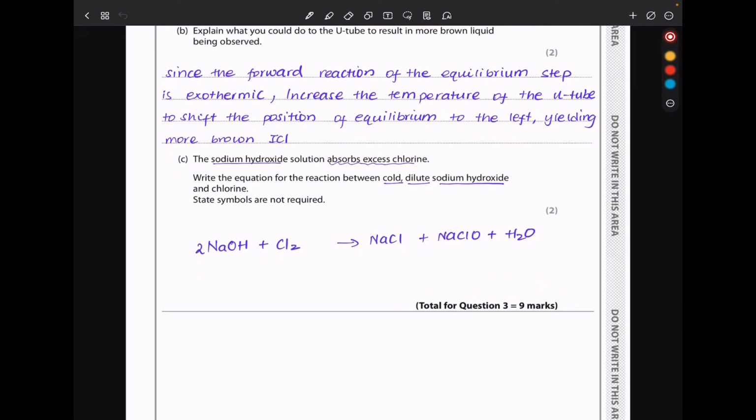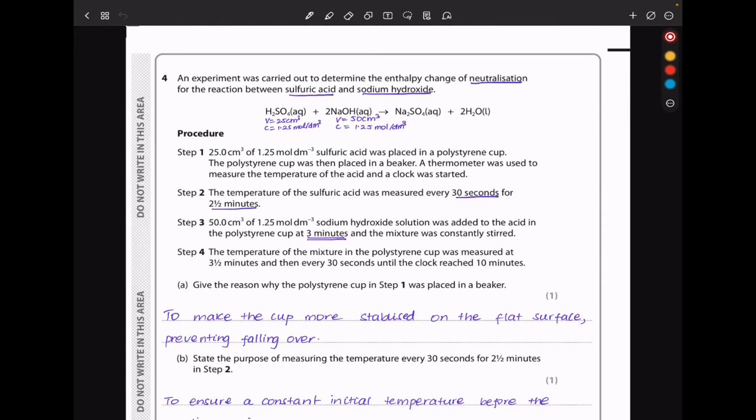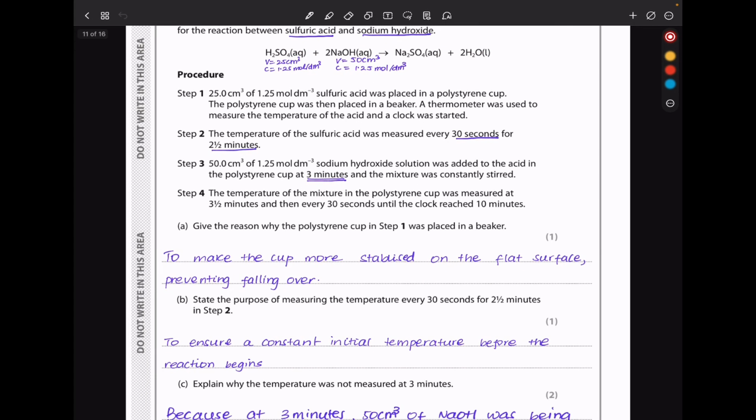So this brings us to the end of question 3. Let's continue to question 4. In question 4, an experiment was carried out to determine the enthalpy change of neutralization for the reaction between sulfuric acid and sodium hydroxide. And of course, we can see the reaction. The procedure is as below.